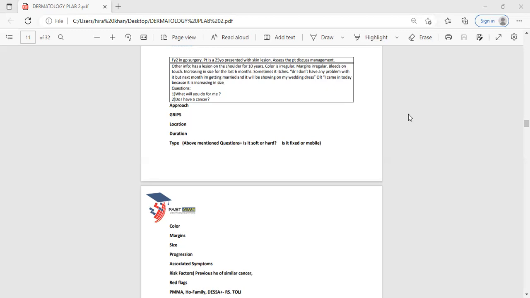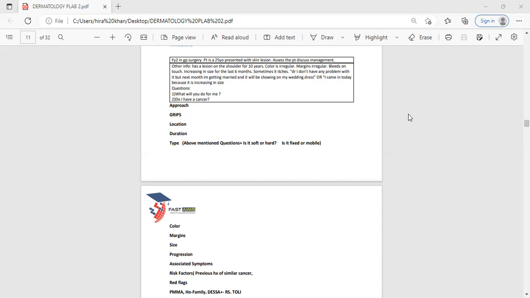Okay. And have you noticed the size changing, or is it the same as it was before? Well, I have already mentioned, doctor, that I have noticed that it is increasing in size. That's why I came to you today. Okay. And any other symptoms with it? Is it painful? No. That's a good thing. And does it produce itchiness? Yes, it's itchy.